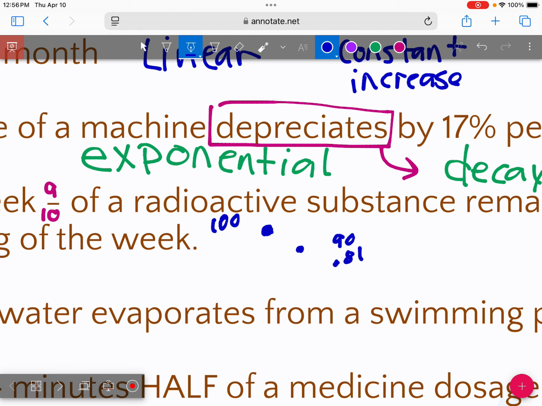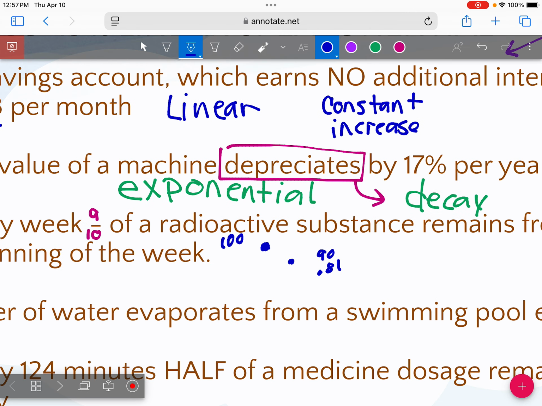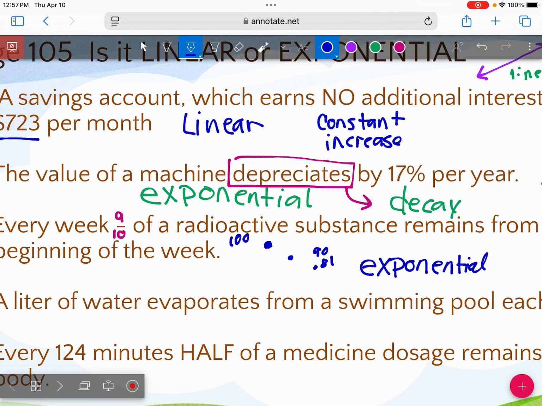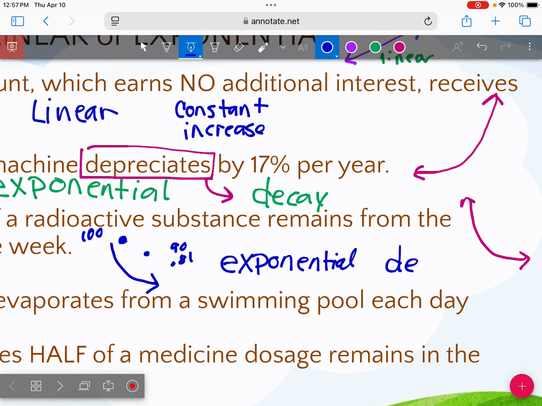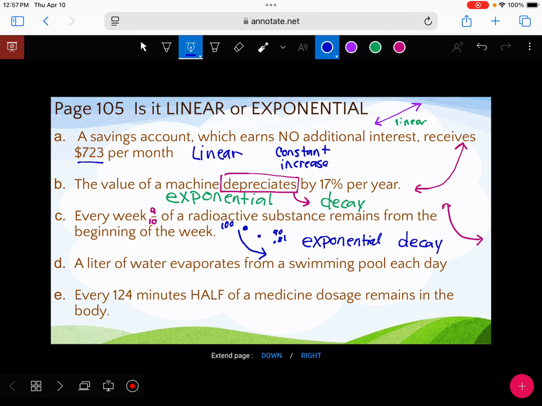Since we're only comparing exponential versus linear at this point, what we're changing by changes. It's percent per day, or it's a fraction each day or each week. That's how we know it's exponential. So this is exponential. And since this one is also getting smaller, it's also going to be decay. It's getting smaller very slowly, but it is getting smaller.